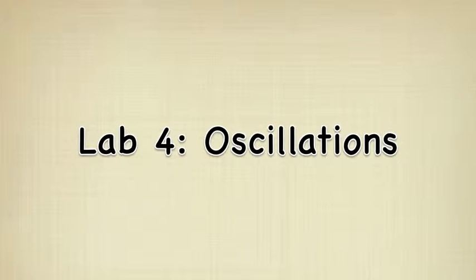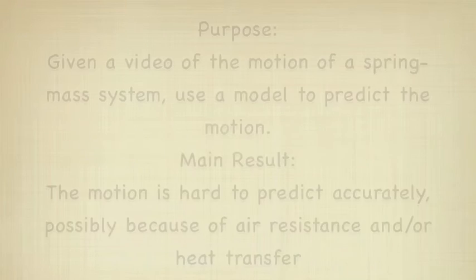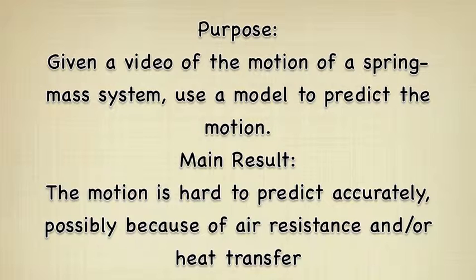Lab 4, Oscillations. The purpose of this lab is to model the motion of the spring mass system using Newton's second law of motion and the energy principle. The main result of this lab proved that predicting the motion of the spring mass system was much harder than expected, possibly due to air resistance and heat transfer.